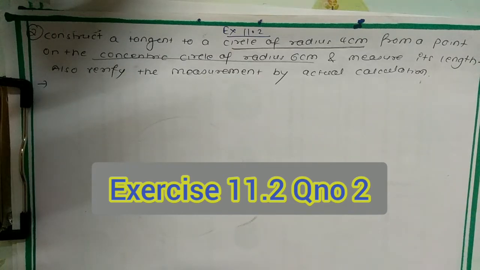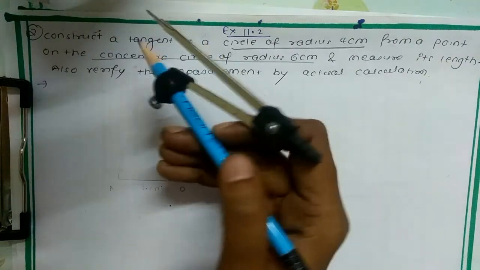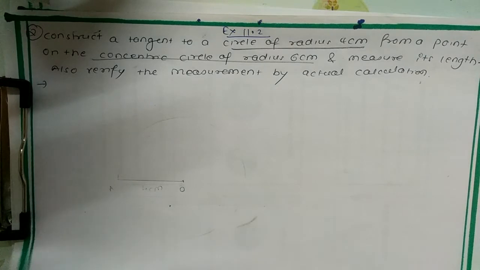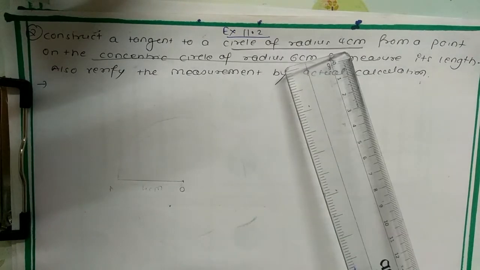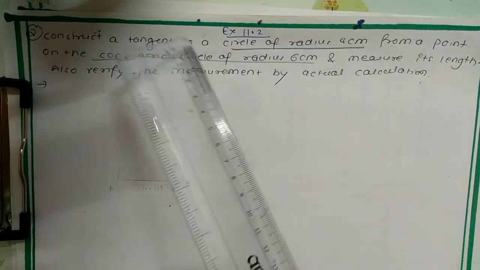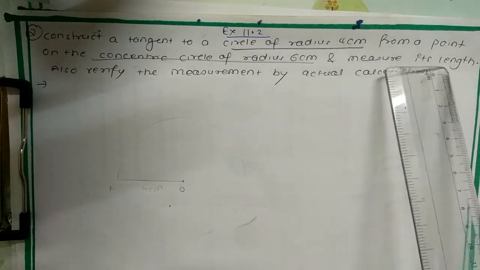Hello students, so today I am going to discuss 11.2 question number 2. The question is: construct a tangent to a circle of radius 4 centimeter. So you must draw the circle of radius 4 centimeter and construct a tangent to this circle from a point.